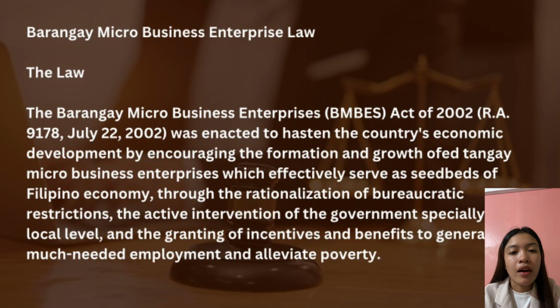So next is the Barangay Micro Business Enterprise, or the BMBE law. The BMBE law, RA 9178, aims to support small businesses at the grassroots level by reducing bureaucratic barriers and providing incentives for micro enterprises. These businesses help foster local economic growth and reduce poverty by creating jobs and supporting the national economy.